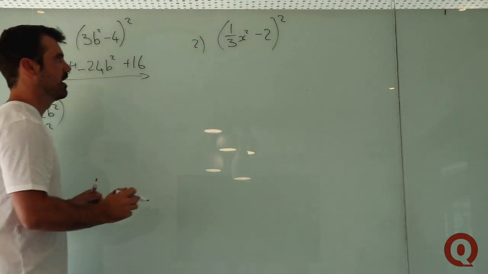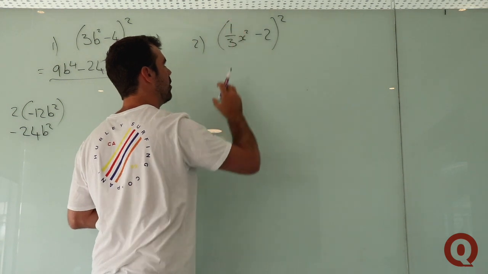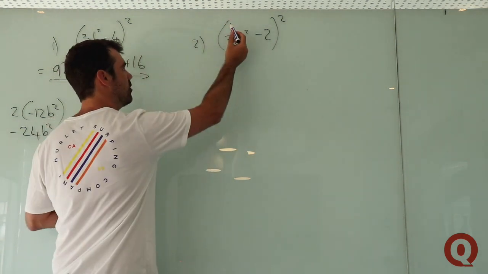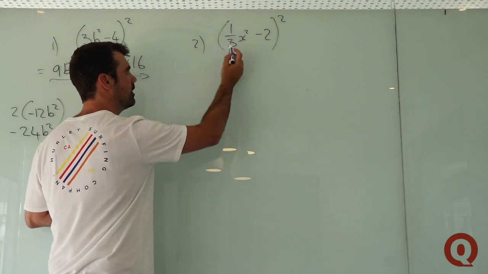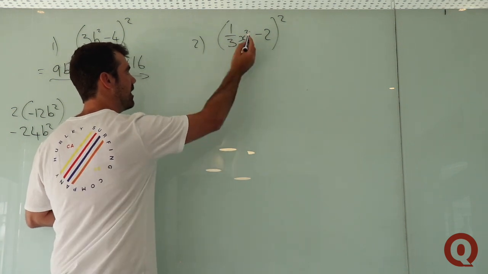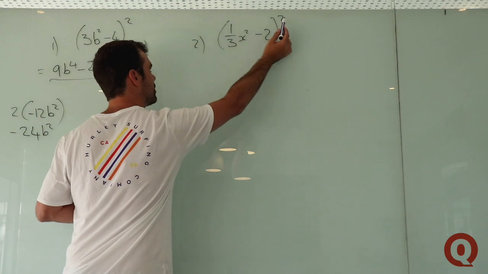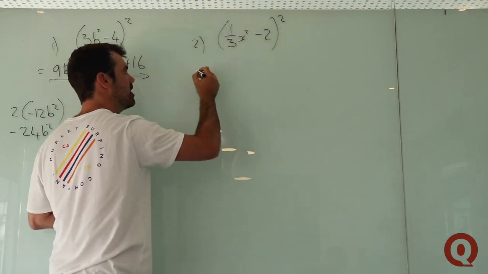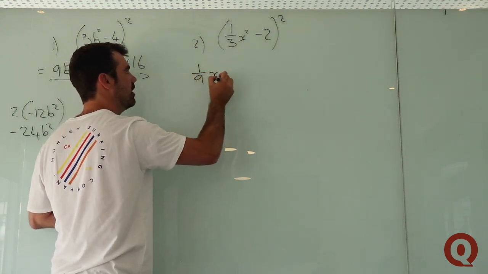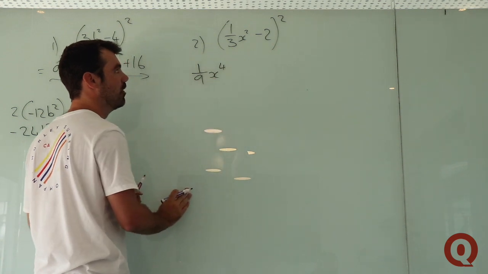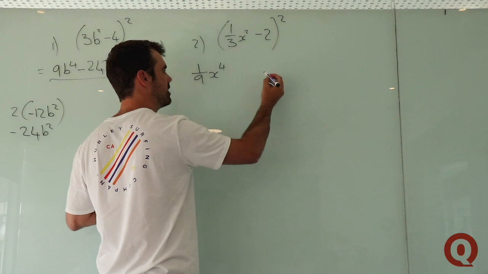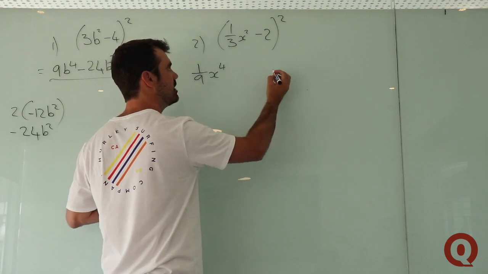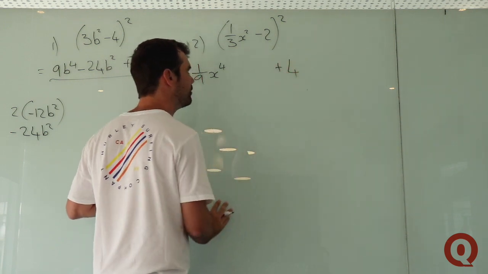Let's do the same for the other side. Again, we need to find what my first term is squared. We said with fractions, we need to just square the top and square the bottom. So 1 squared is 1, 3 squared is 9, and then x squared is 2 times 2, a power raised to another power. So my answer will be 1 over 9, x to the power of 4. Now I need to square the negative 2. Negative 2 times negative 2 is going to give me a positive 4.